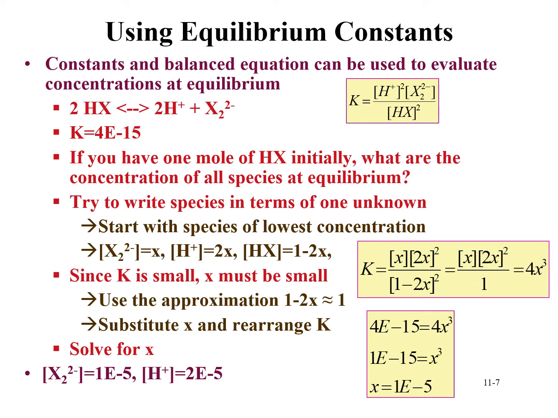If K is 4 times 10 to the minus 15, 1 times 10 to the minus 15 is equal to X cubed. X is equal to 1 times 10 to the minus 5. So this dimer is equal to 1 times 10 to the minus 5. And we solve for the X. And we know that twice this amount is equal to the proton concentration. And the concentration of HX, well, that's just equal to 1, because we set that as part of the approximation. Right, so that's a fairly straightforward and simple case.